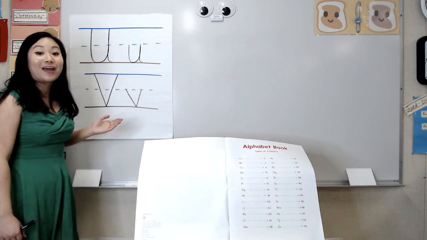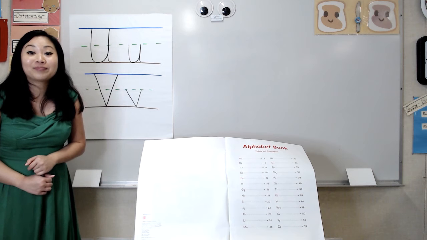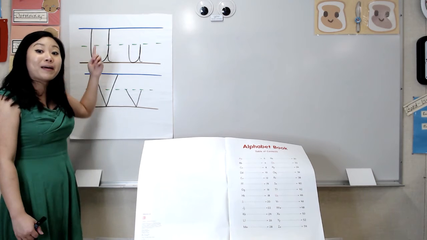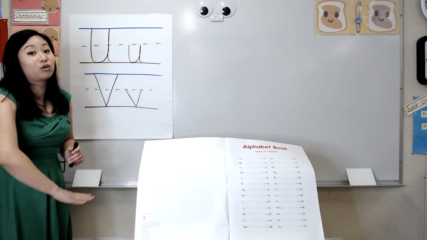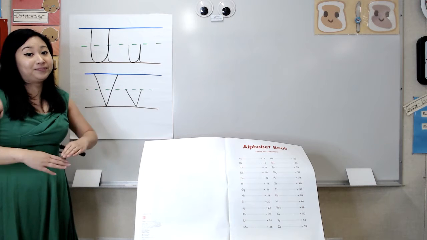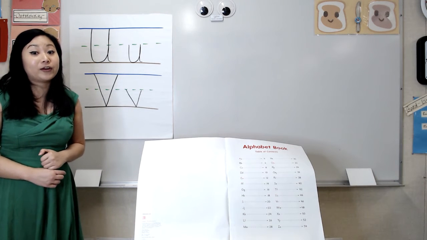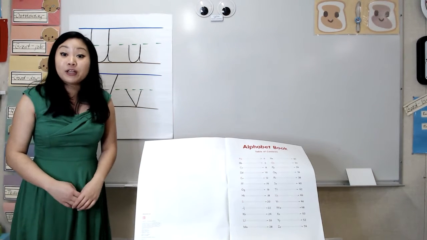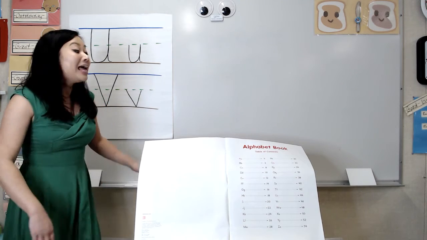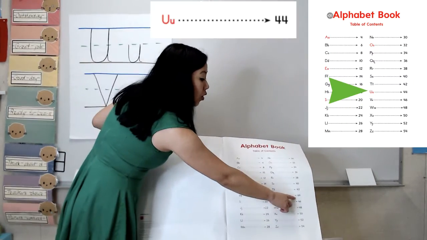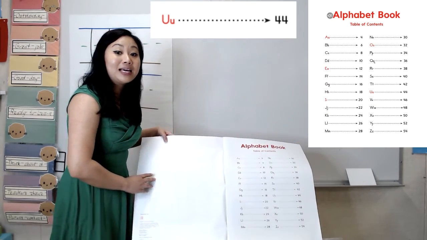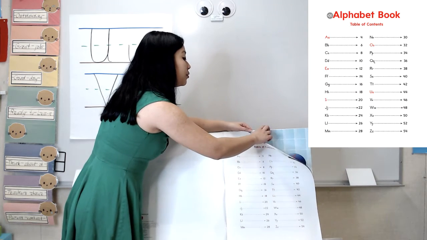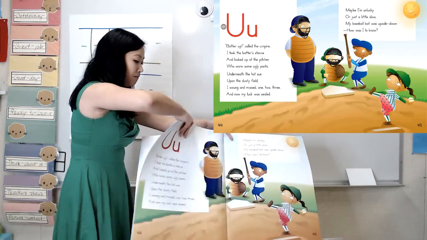Now let's look at both letters. What do you notice? Well, they both have parts that start up at the top and go down and then back up. But for U, those lines are curved, and for V, those lines are pointy. Now that we know a little bit about the letters U and V, let's read some poems about them. Remember, we can check the table of contents to see where we can find them. I see the letter U is going to be on page 44, and the letter V is going to be on page 46. So I'm going to go ahead and turn to the page for our letter U poem first.